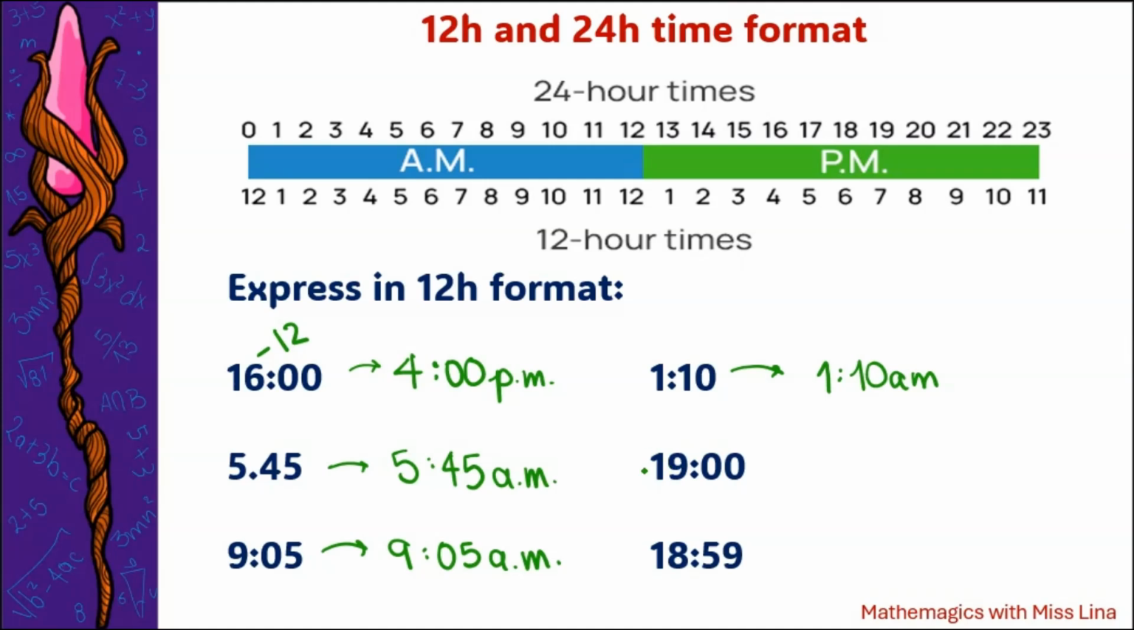19, so this is bigger than 12, it means it's in the period of night, so we put PM and we subtract 12 in order to know what time it is. 19 minus 12 is 7. 7 p.m. And finally, 18:59. This is pretty similar. We need to subtract the 12 to get 6. Remember, the minutes stay the same, so 6:59 p.m.